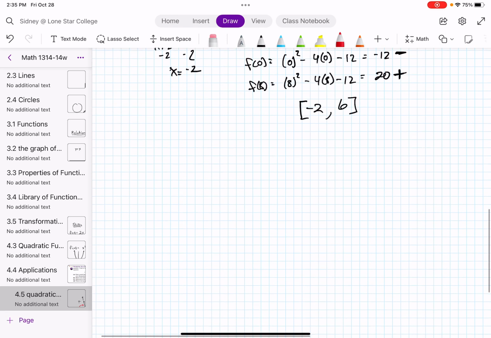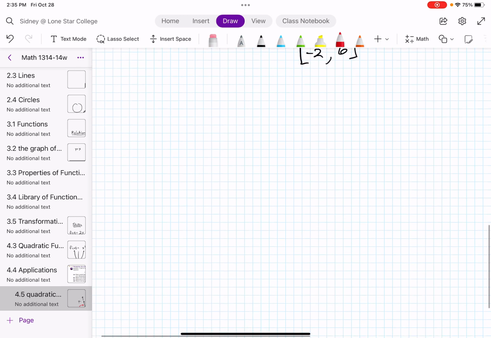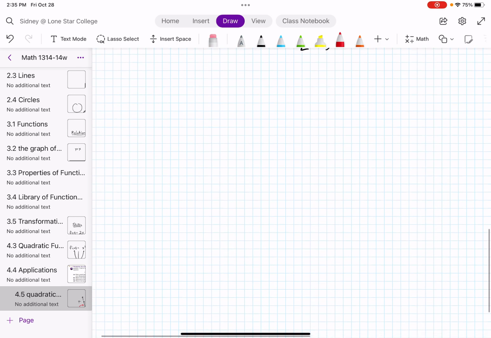Now, continuing by hand, I want us to look at a problem a little more sophisticated. So we have 2x squared.